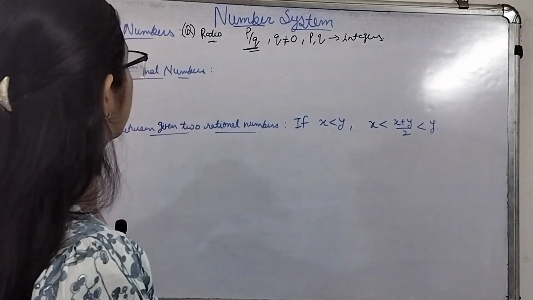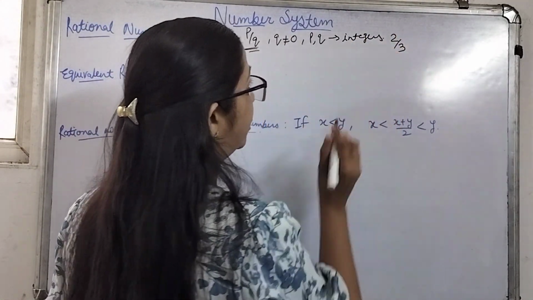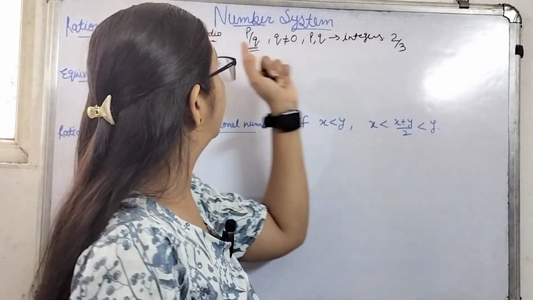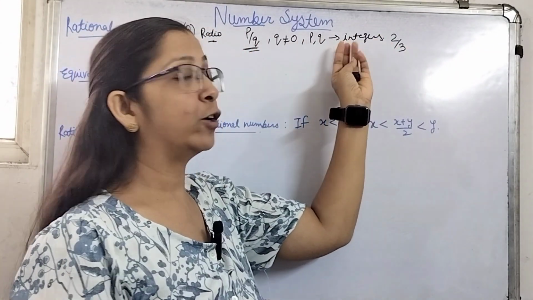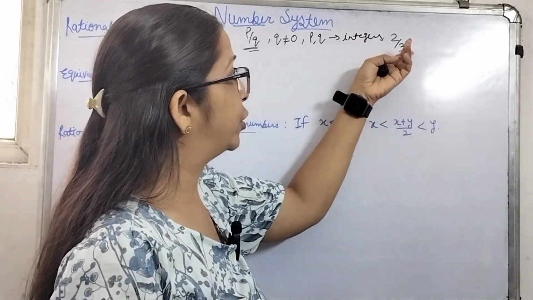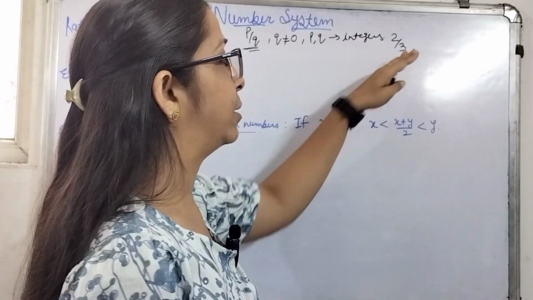For example, we can take 2 upon 3. Over here, 2 is P and 3 is your Q, and both 2 and 3 are integers, and this Q, that is 3, is not equal to 0. So it is a rational number.